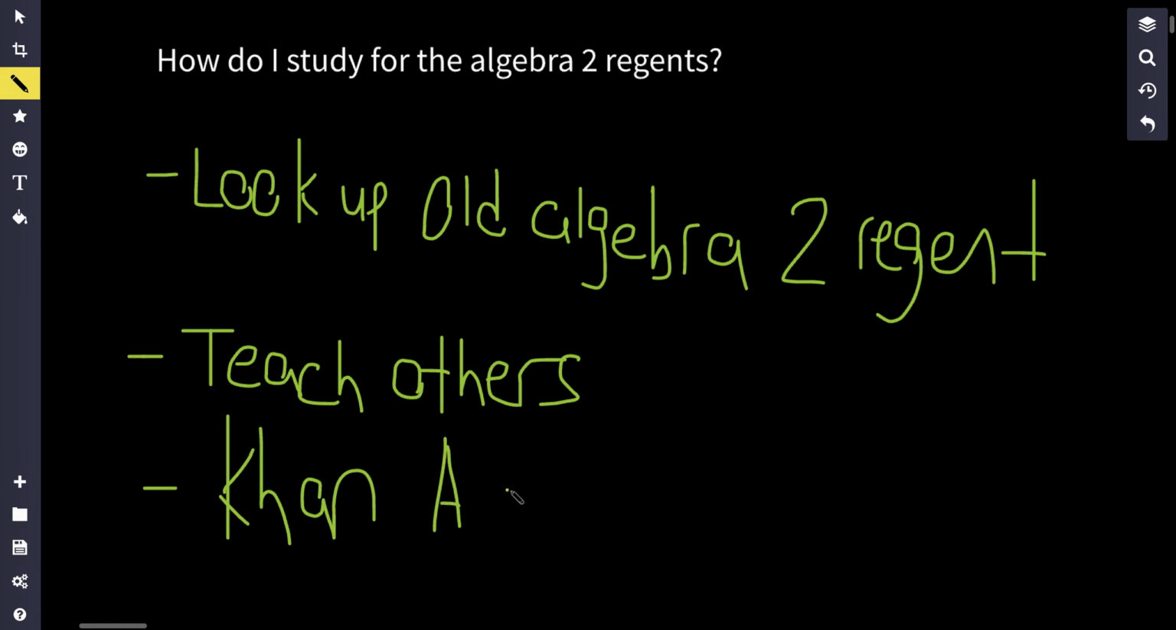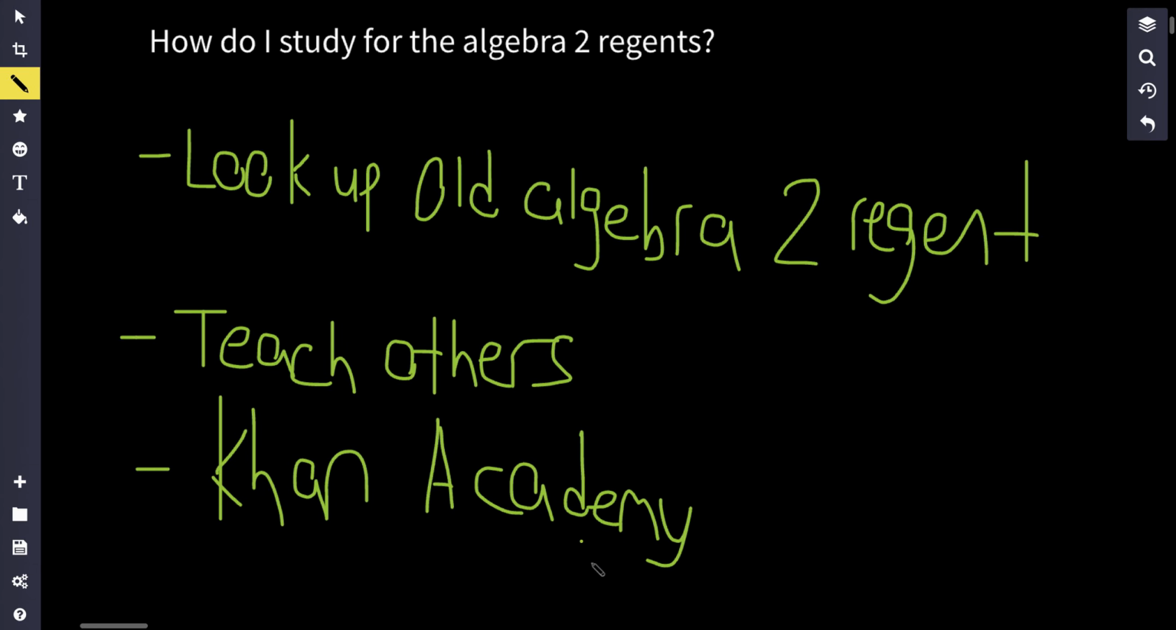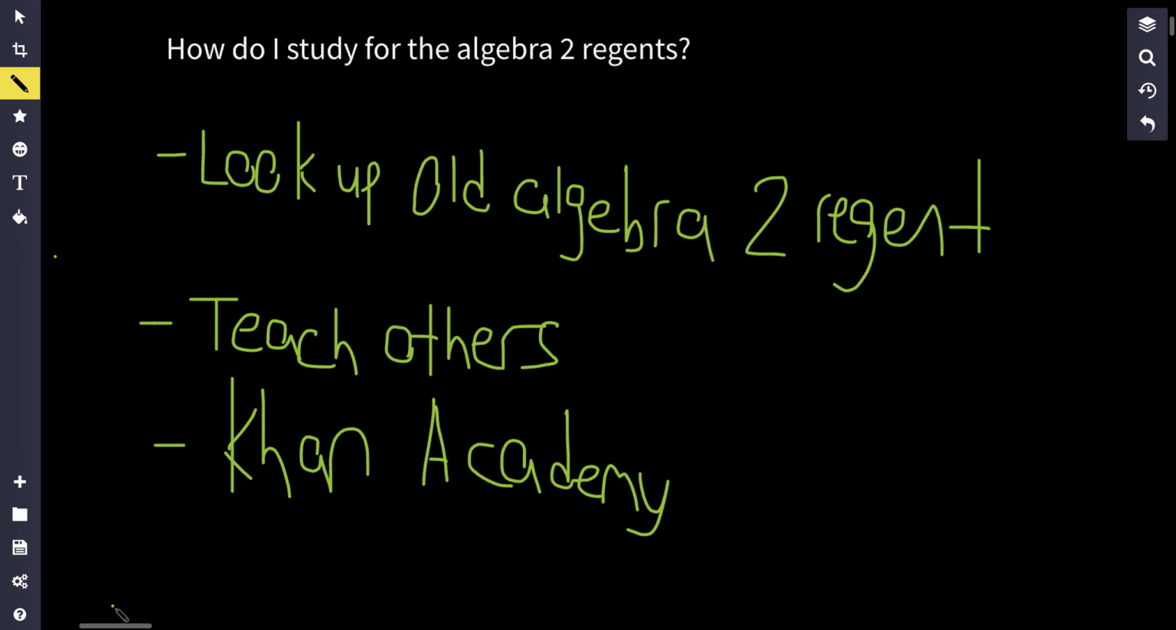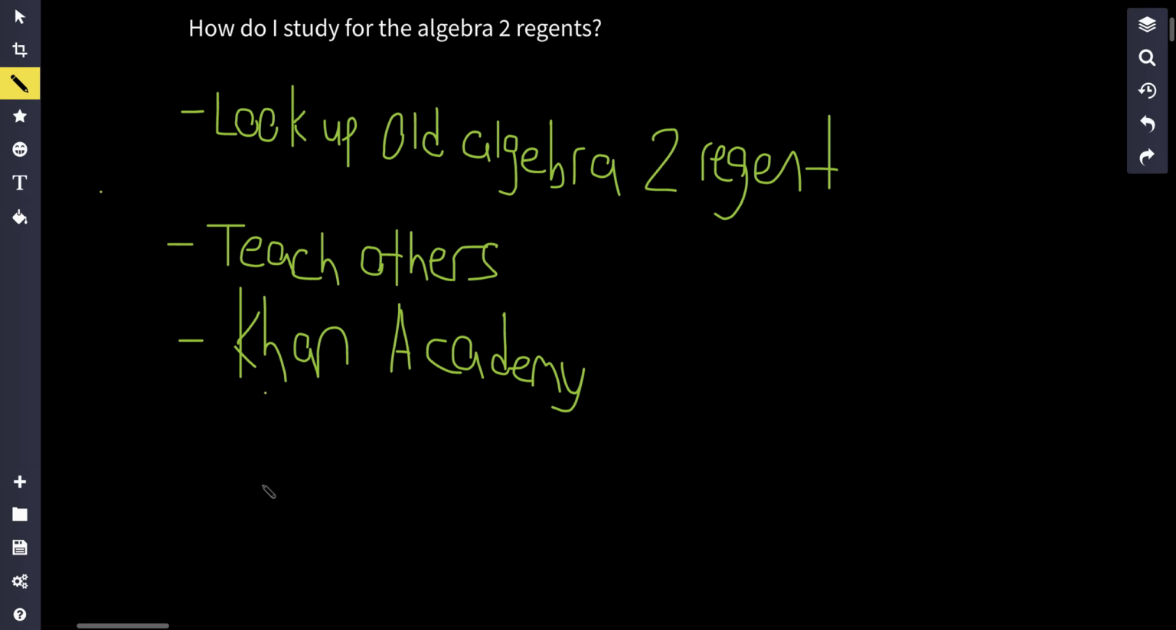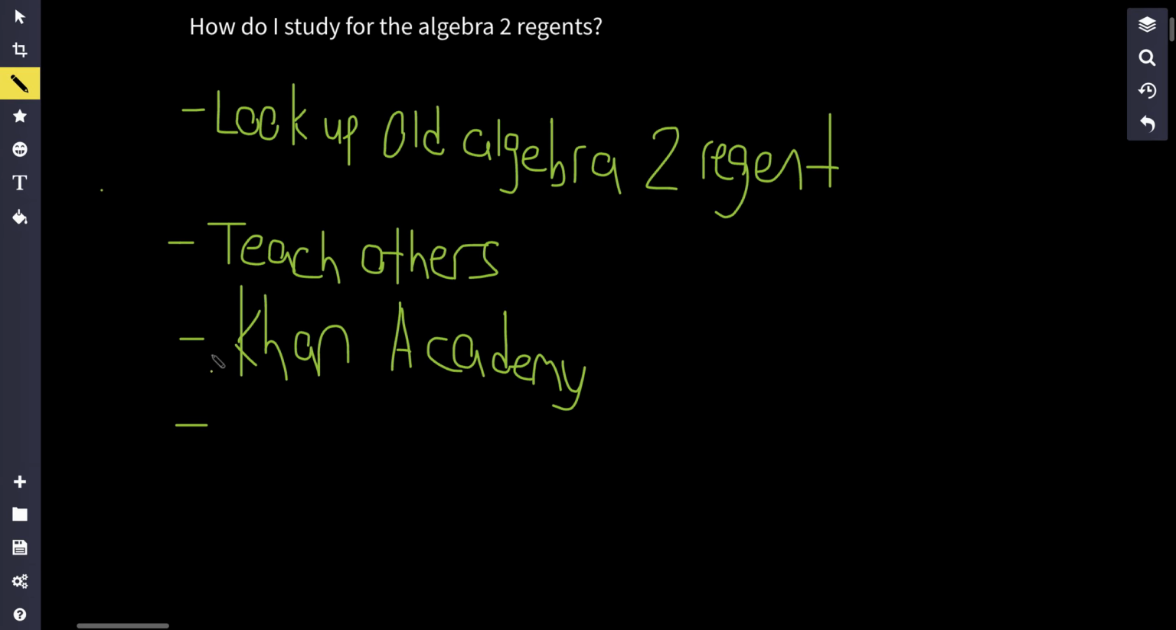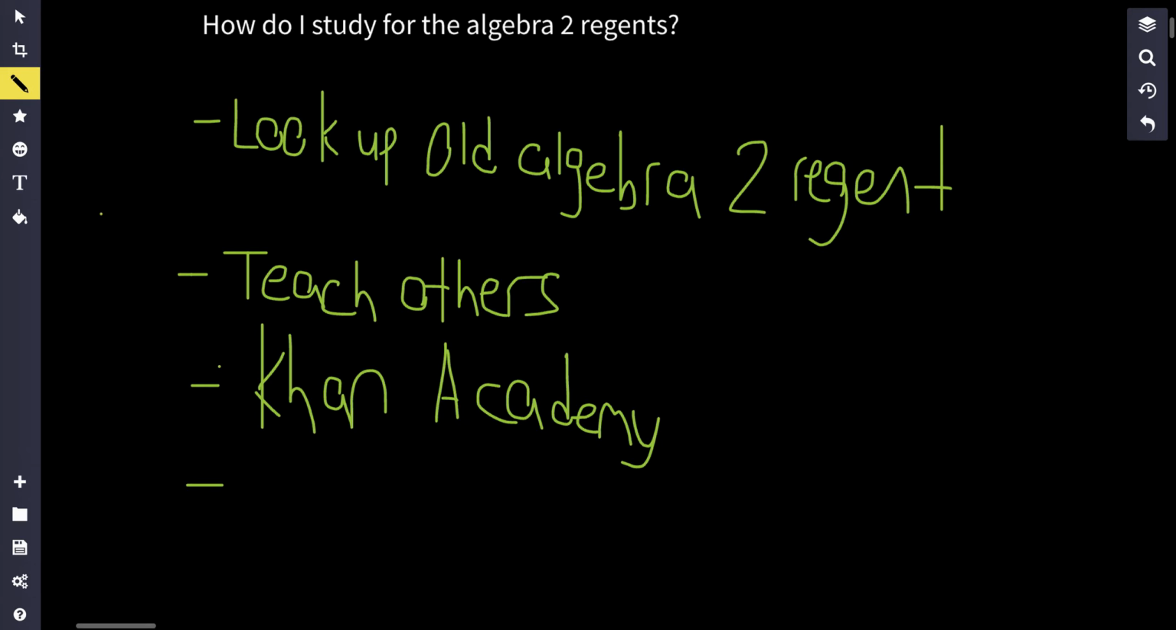Another way to study for the Algebra 2 Regents, use Khan Academy, or any other kind of online resource that has practice problems, videos. You can maybe check out my channel as well. But yeah, I'm just saying, Khan Academy, great resource. Tons of problems they have there. Pretty sure they have all units. They don't have statistics and probabilities, so that's when you might check out other channels, but that's just something to know.